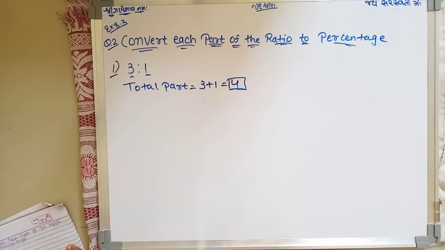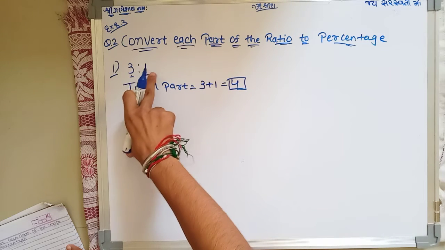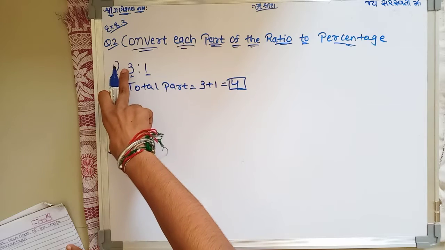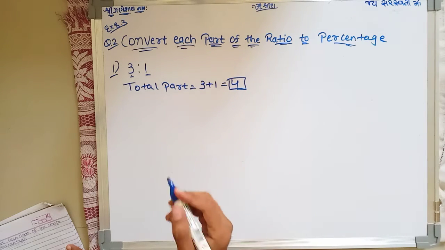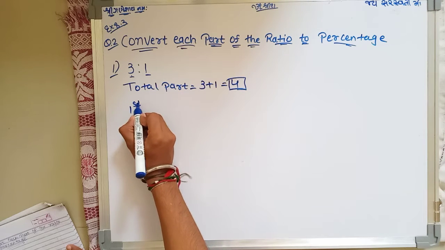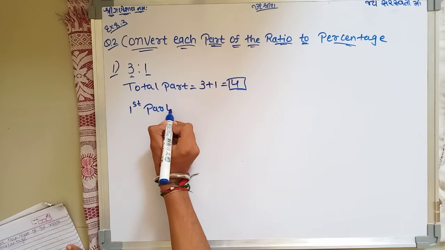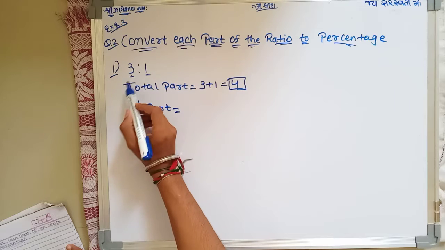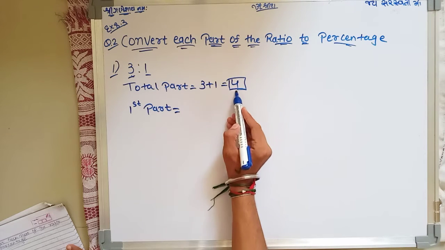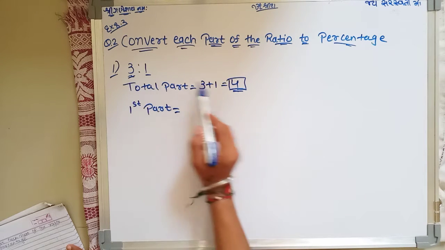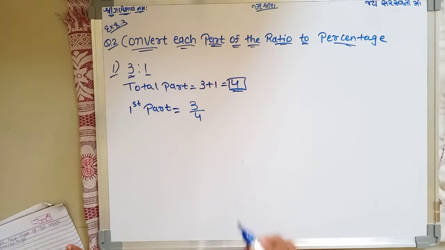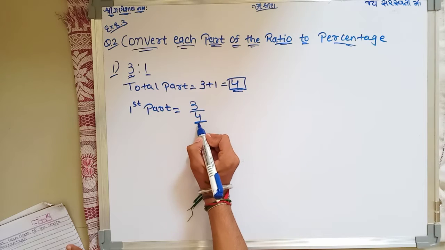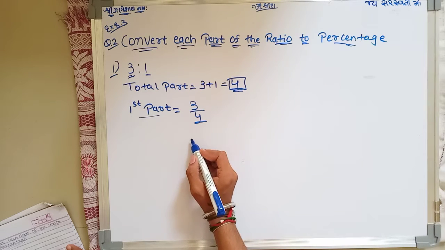Now we have to convert the first part. This is the first part, this is the second part. We have to convert this first part into percentage. So let's see how we will convert this. We will write here, first part is equal to 3 divided by total parts, meaning first part divided by total parts 4, meaning 3 upon 4.